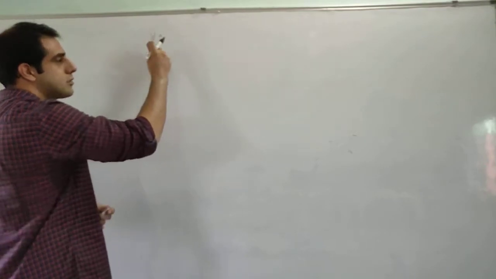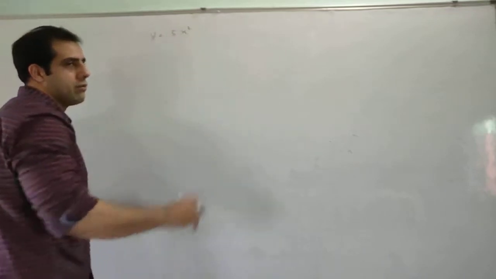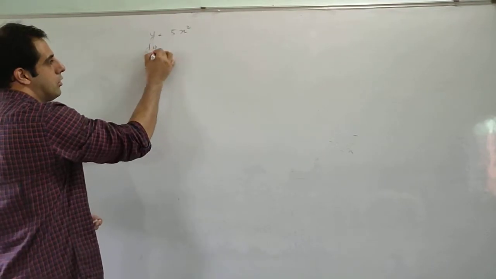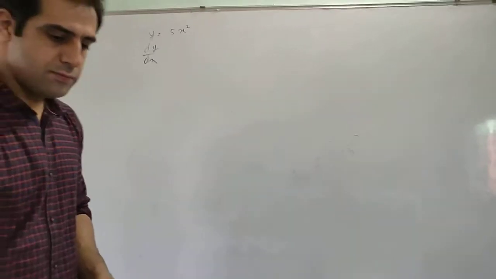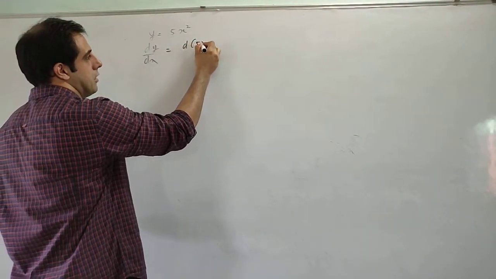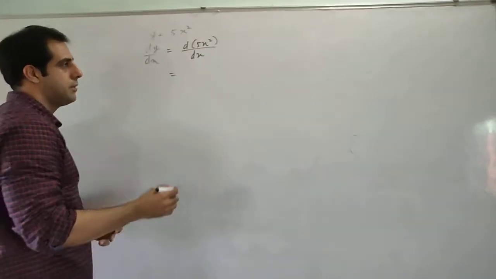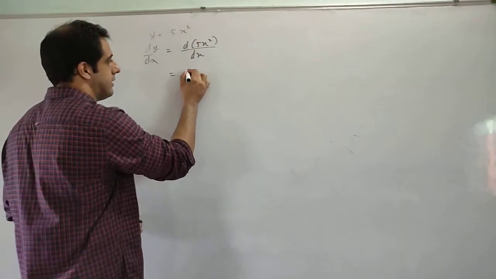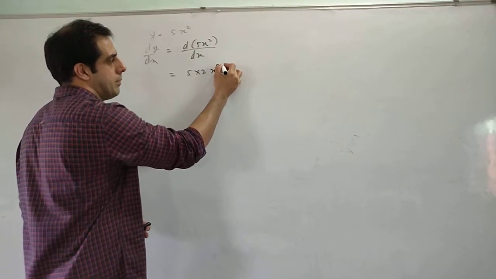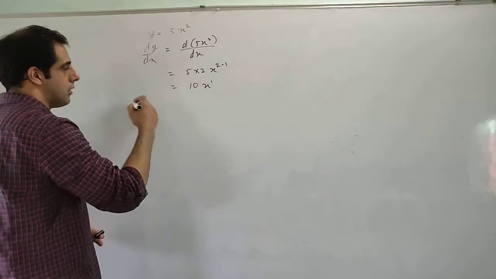Take another equation. Now let us complicate the equation a little bit. Y is equal to 5x square, where 5 is a constant, x is a variable. You have to differentiate y with respect to x. Differentiation of 5x square with respect to x. What will happen? 5 is a constant, it will remain as it is. 2 will come in multiplication, x, and the power will be reduced by 1. So it will be equal to 10 x to the power 1.